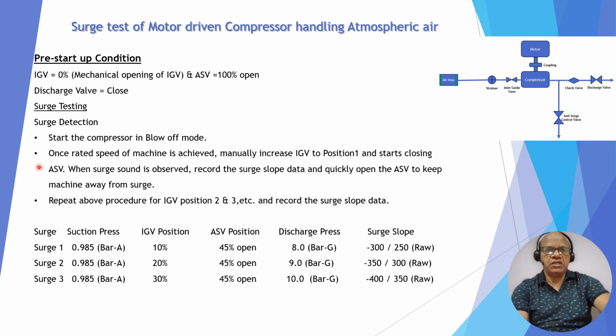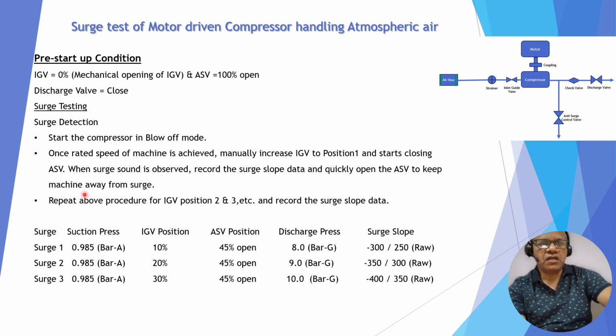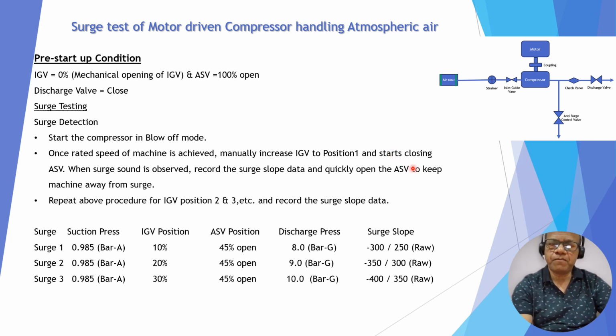Once the rated speed of the machine is achieved, manually increase the IGV to position 1 and start closing the ASV. So set one position of IGV and start closing from 100% to a lower position. When surge sound is observed, record the surge slope data and quickly open the ASV to keep the machine away from the surge. So this is one point, that is, for particular IGV number 1 we did the surge test.